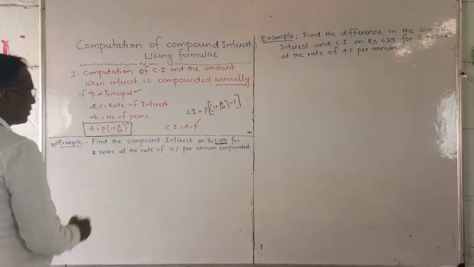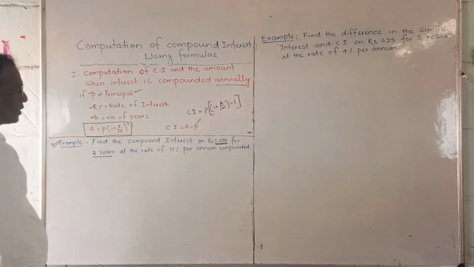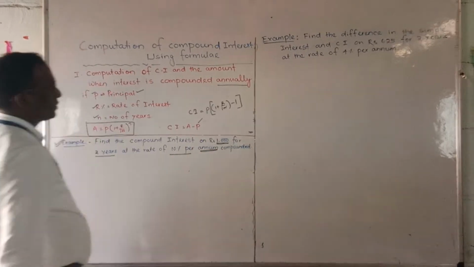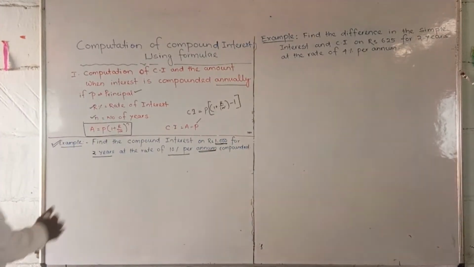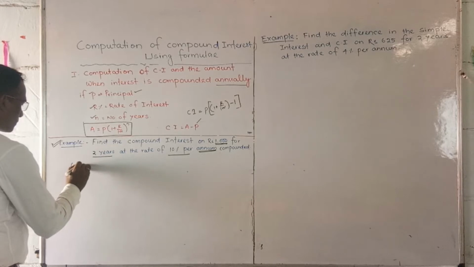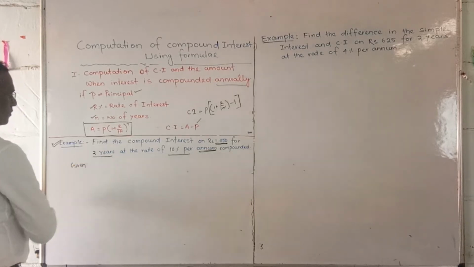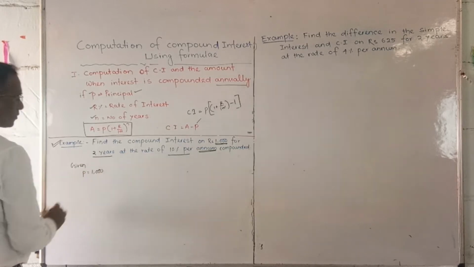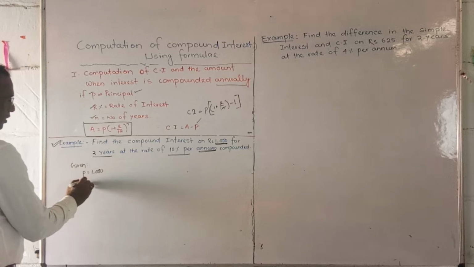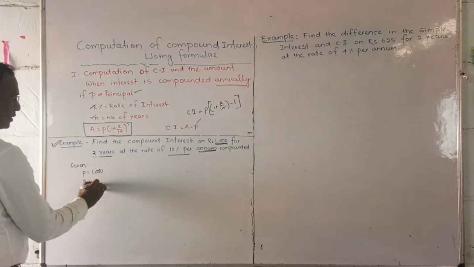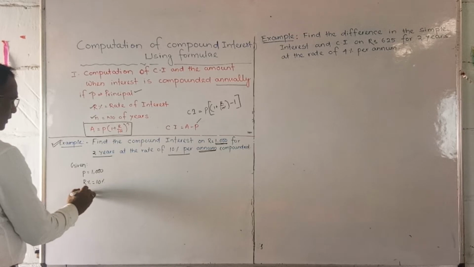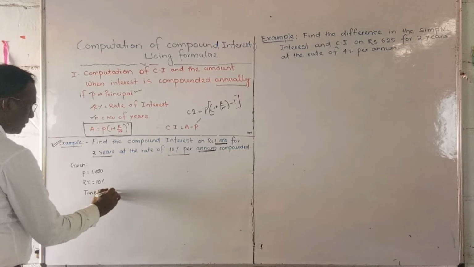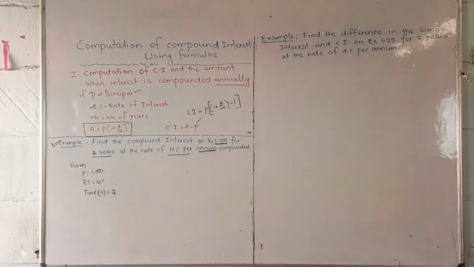This is also very important, 10% is also given, and per annum. This is also very important. So now write down whatever is given to us. Given: principal 1000, rate of interest we can write 10%, and time is equal to n, we can write here, and 2. Time is 2 years given, so we can write n is equal to 2.